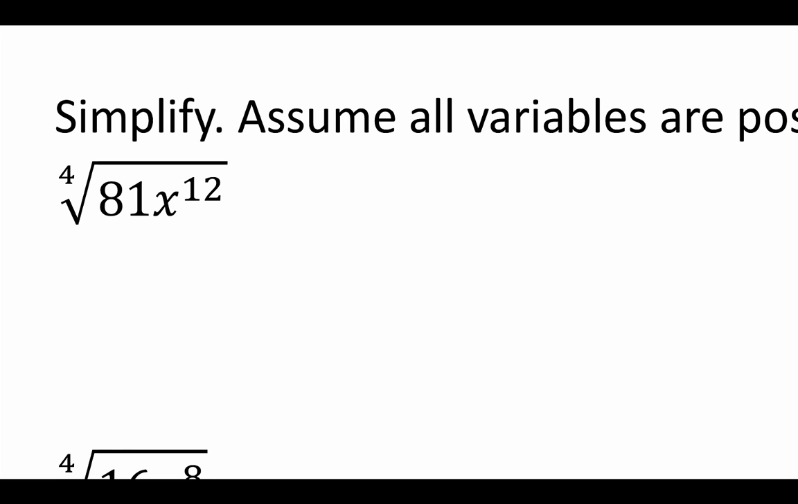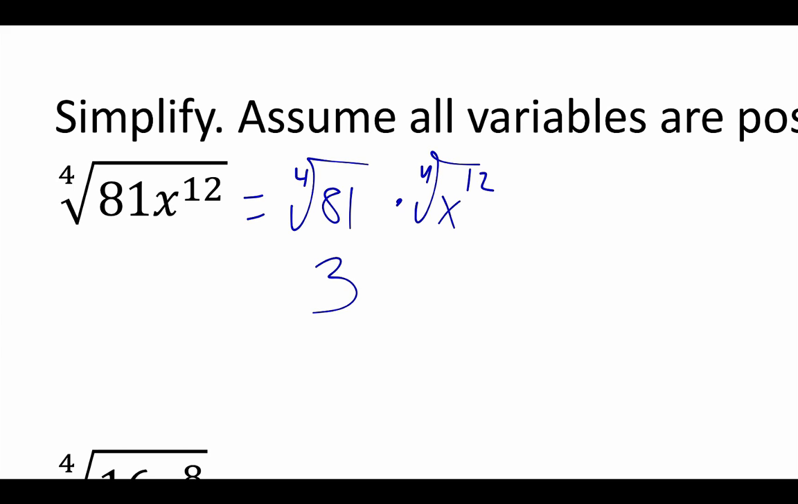We're asked to simplify and assume that all variables are positive. So we've got the 4th root of 81 x to the 12th. So we're going to break this up into the 4th root of 81 times the 4th root of x to the 12th. Now the 4th root of 81, we've got to ask ourselves what to the 4th power equals 81. That's just 3. And then the 4th root of x to the 12th, that is x to the 3rd power.